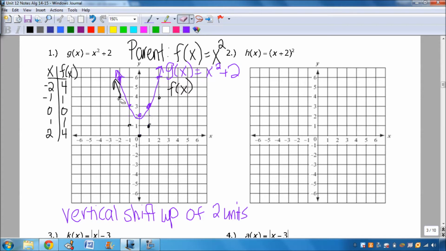So what I'm going to do is erase or delete, in my case, my f of x graph. And now I know what my g of x graph looks like. Okay? Look at question number 2.